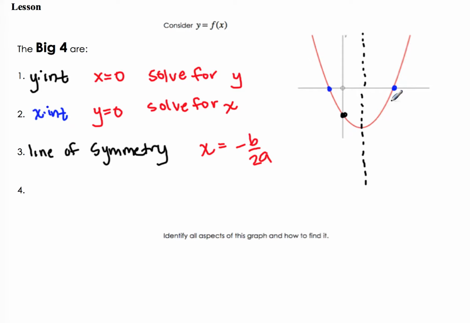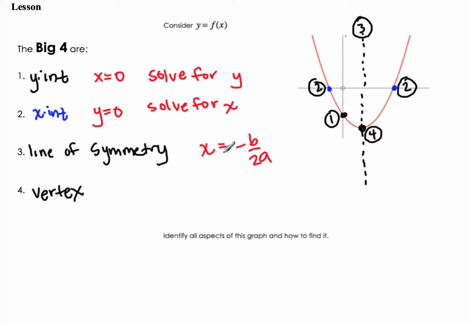And the last one is this point right here. That point is your vertex. If you wanted to label your graph, you would say number 4 here. This is the y-intercept, that's 1. X-intercepts, this is 2 here, 2 here. And your line of symmetry, which is 3 right here.